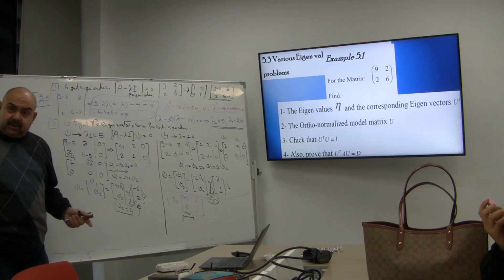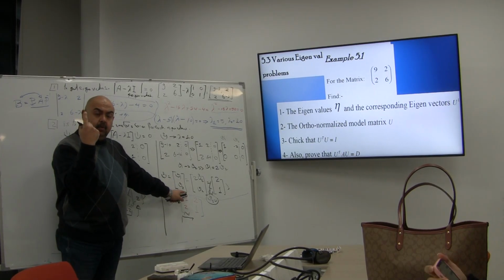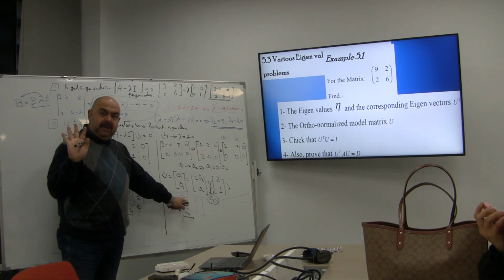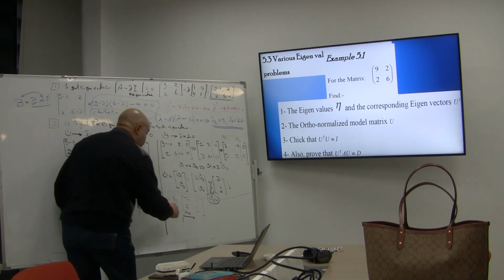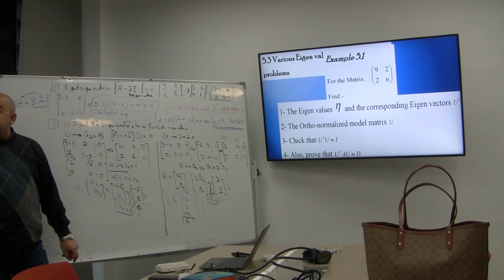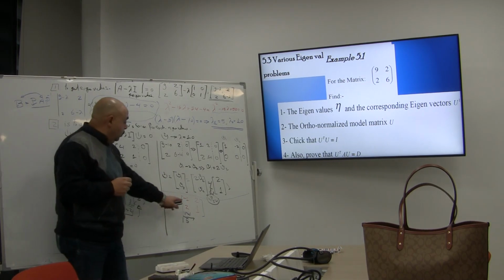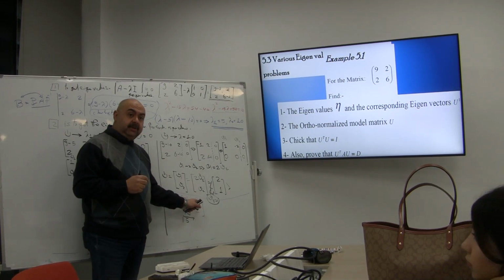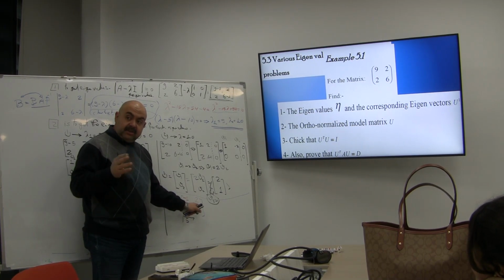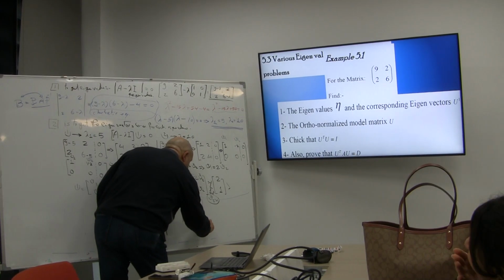All I will do is take the first component squared, which is 1, and the second component squared, which is 4; the sum is 5 under a square root. I will divide this vector by root 5. For the second vector, the same way: the square of the first number, which is 4, and the square of the second number, which is 1. The sum is 5 under a square root, so I will divide by root 5.